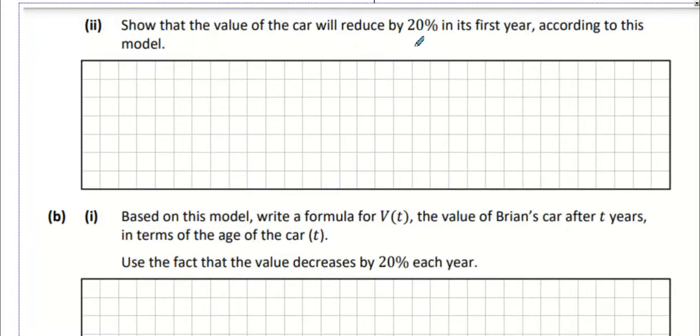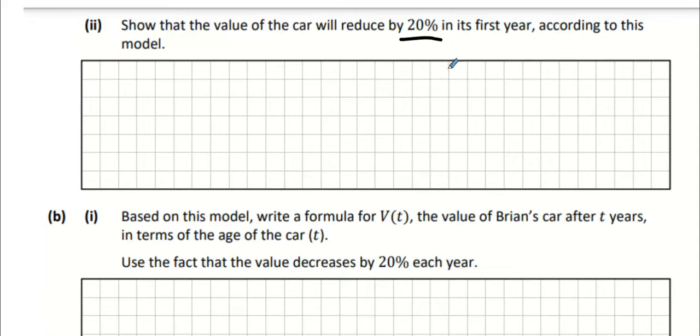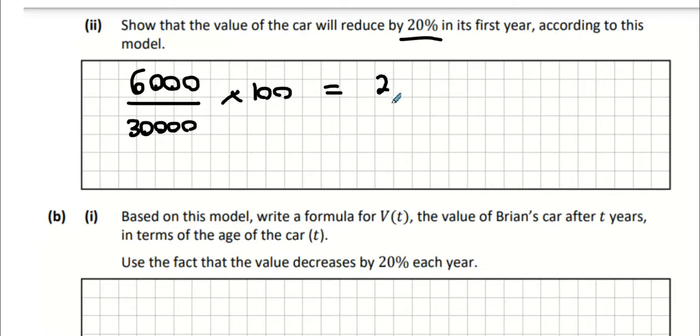Now, show that the car will reduce by 20% in the first year according to this model. Yeah, absolutely does. Because it reduced by €6,000, because it went from 30,000 down to 24,000. Its initial value was 30 grand. We're going to figure that out as a percentage, and lo and behold, it's 20% when you put that into the calculator and multiply it out.